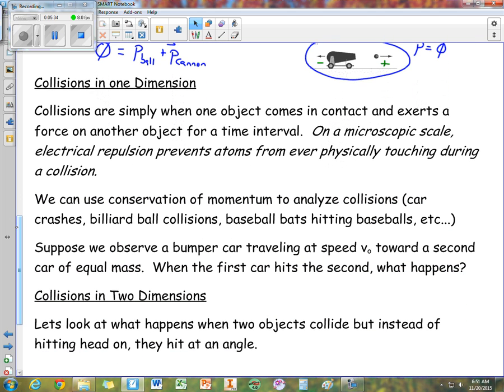So collisions then. We can study collisions in 1 and 2 dimensions. And a collision is simply when one object comes in contact and exerts a force on a second, and usually over a certain time interval. So on a microscopic scale, what causes a collision will be the electrical repulsion between the atoms, because remember, an atom is surrounded by this cloud of negatively charged electrons. So when two objects come in contact, the electrons from one object repel the electrons in the other, and that's really an electrical interaction, the electromagnetic interaction. So you can quite literally say you never touch anybody.